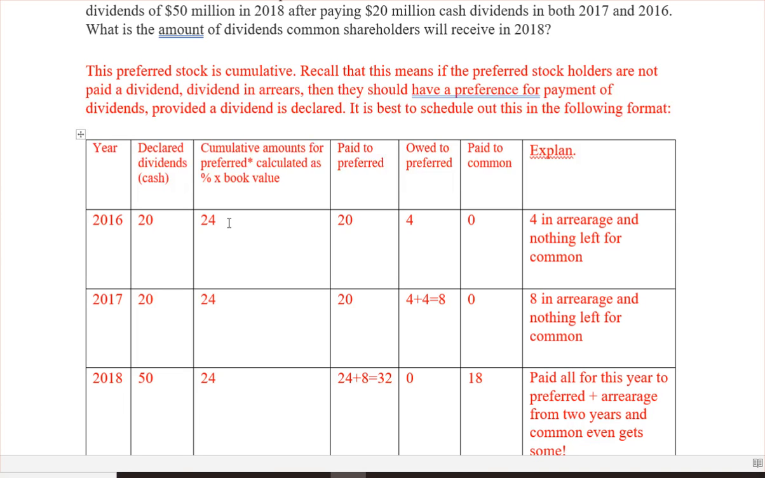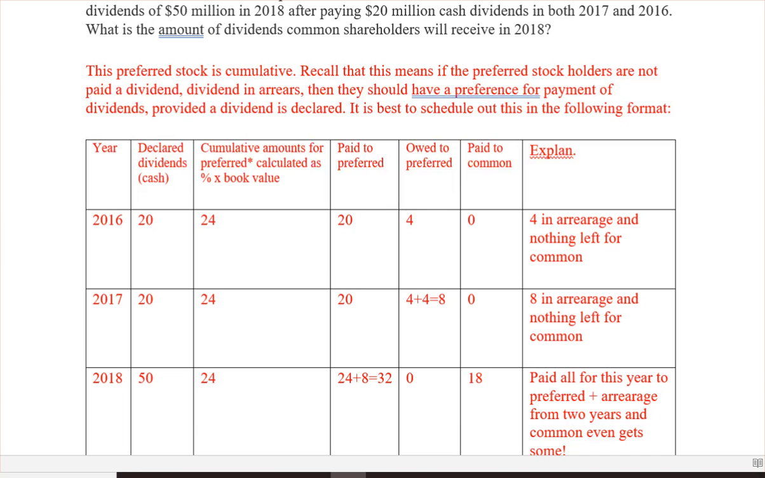It's 24, and we had 20 declared in 2016, so we're going to pay them only the 20. We can't pay them the 24 because we only declared 20. So that's a problem. The preferred are really owed. I say they're owed, but notice you don't pay them interest. Even though they're owed, they're not being paid any interest. And the poor common shareholders get nothing because it's inadequate.